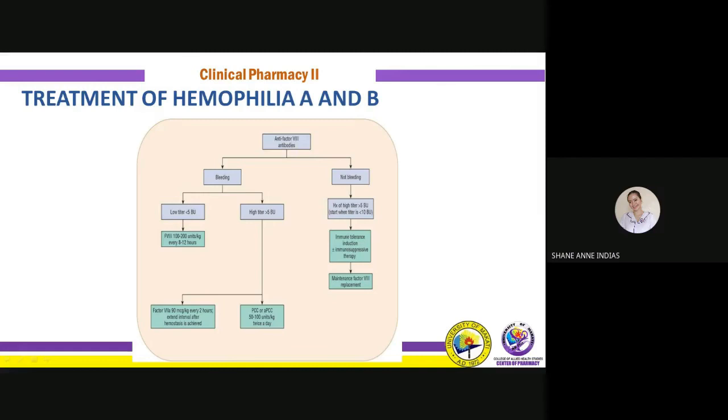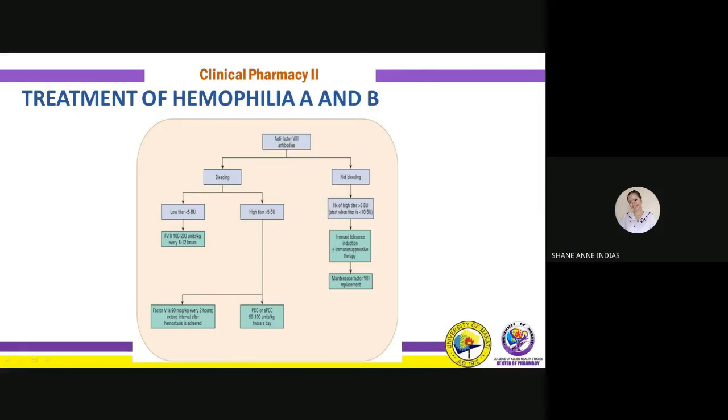It is possible that the low levels of factors 8 or 9 in patients with mild or moderate hemophilia can induce immune tolerance in these individuals. Kasi yung factor levels ng patient na may hemophilia, parang basically undetectable na siya. Kapag may severe hemophilia ka na, yung mga factors na yun undetectable sila kaya nga sila nagiging deficient.